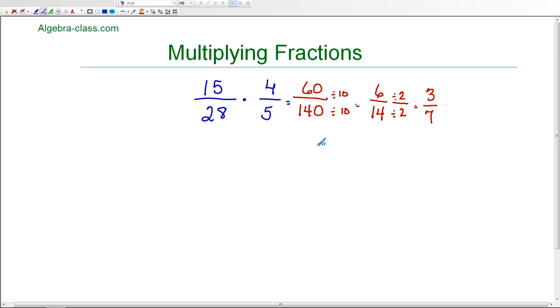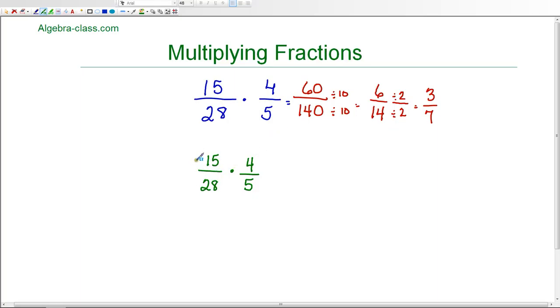Now when I multiplied across, I had to multiply, get relatively large numbers, and then simplify twice to get my final answer. There is another way to do this problem, and you're going to find that when you have fractions that have larger numbers, it's easier to simplify within the problem first, because that eliminates having to simplify larger numbers at the end of the problem.